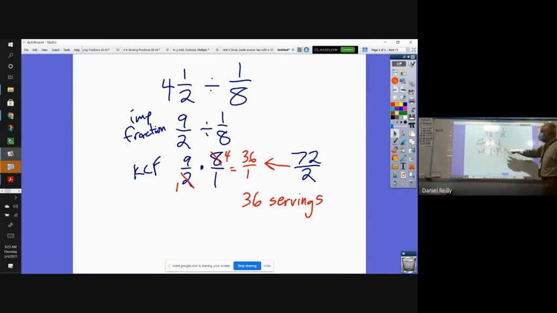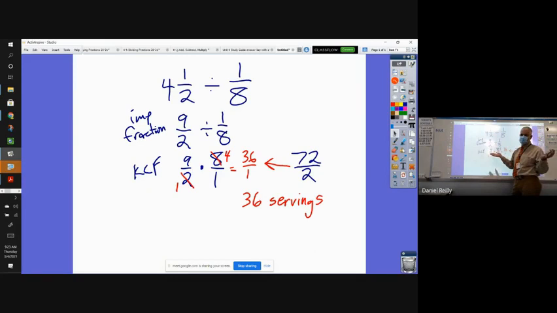Okay, so some of you could do this in your head. How do you do this in your head? How many 1/8 can I put into 4.5? Anybody? Kylie? By putting 8 together to make a whole. Okay. And then 4 wholes, so you get 4 times 8 is 32, plus 4, 36. Okay, so you could do it in your head.